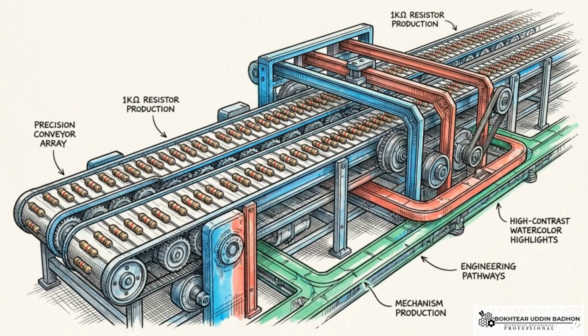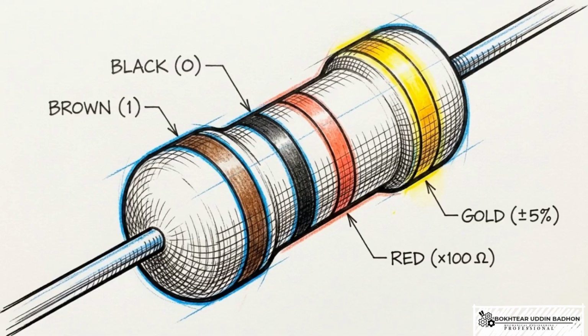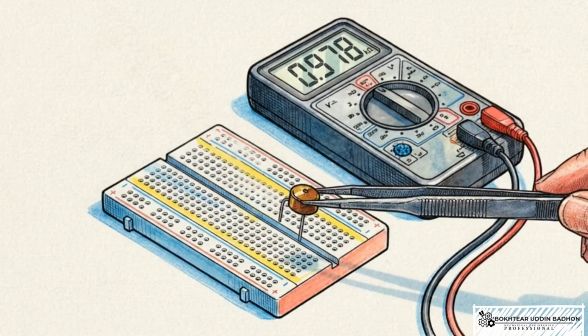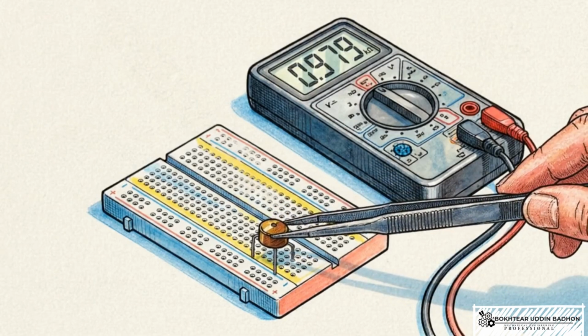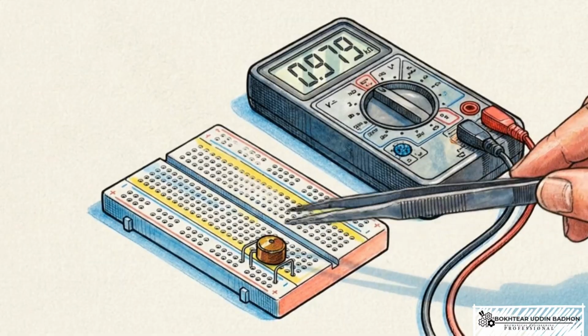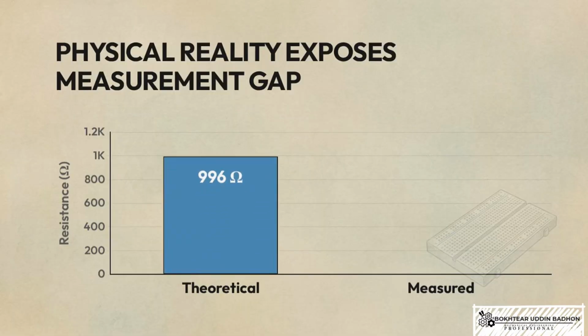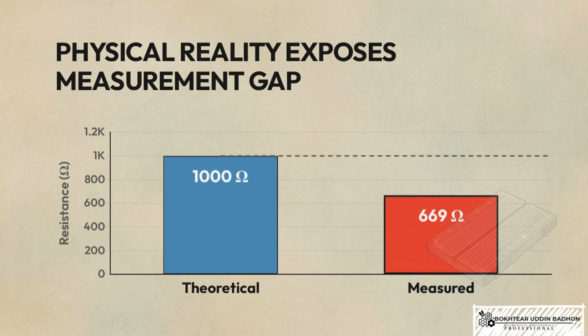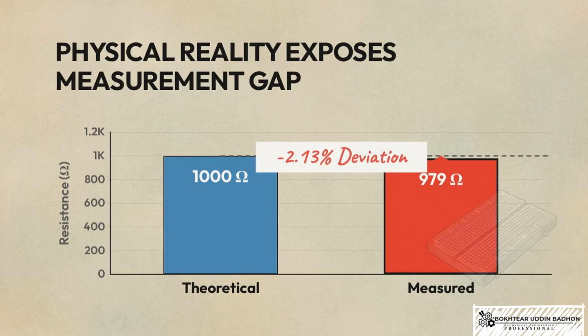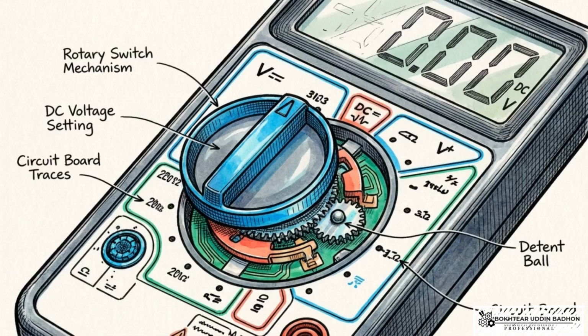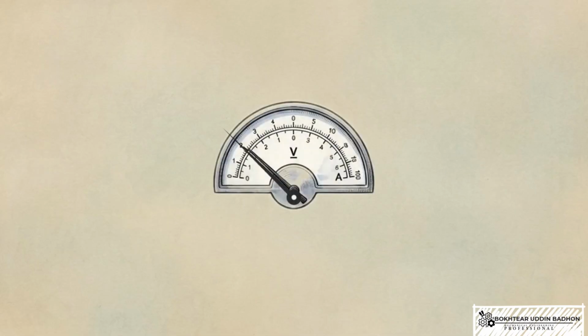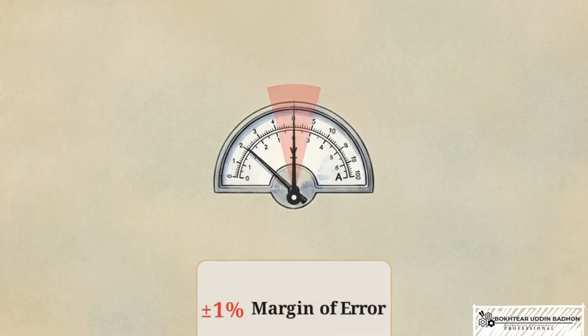The first variable disrupting our math is manufacturing tolerance. The standard E12 series of resistors ships with a built-in error margin of plus or minus 5% straight from the factory. If we test a nominally rated 1 kiloohm resistor on the bench, it physically measures at 0.979 kiloohms. Before we even apply power to the circuit, we already have a 2.13% deviation from the theoretical model. Then we add the uncertainty of the testing equipment. Even high-end calibrated digital multimeters carry a baseline 1% margin of error in their DC voltage readings.